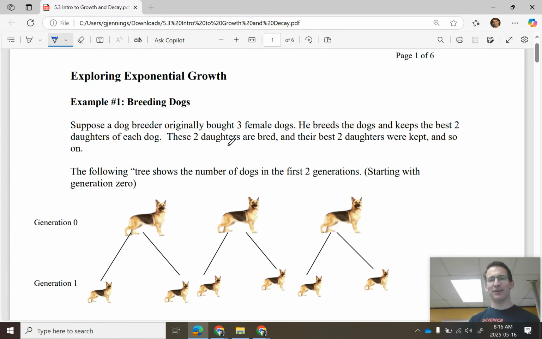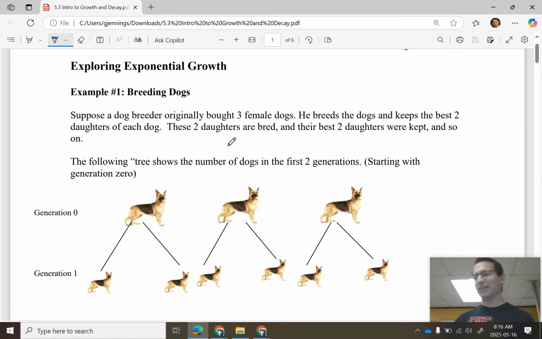All right, so let's go. Okay, so we are today looking at exponential growth and exponential decay. We're going to be taking a look at both of those in this unit. Today we're particularly looking at growth. It's a little more intuitive.